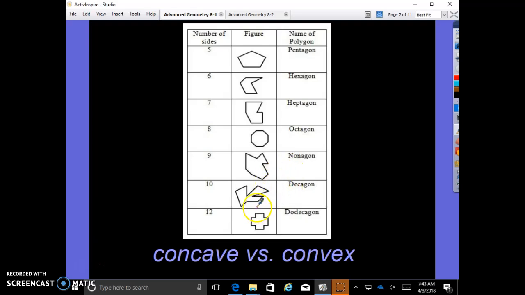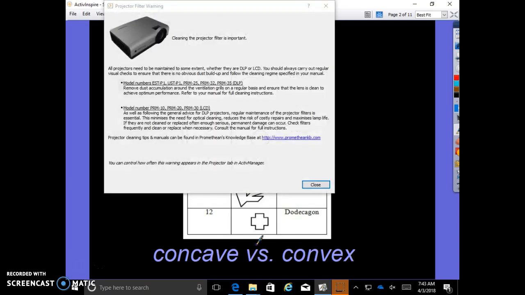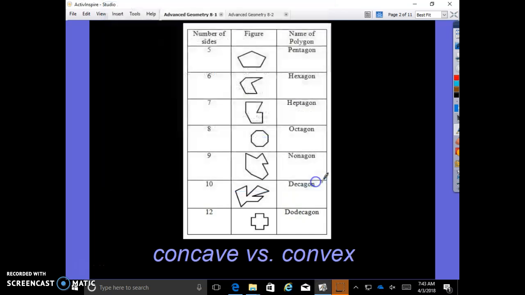11, it doesn't have it up here, but it is a hendecagon. And then 12 is a dodecagon. We don't really care about 11 for some reason. And anything beyond 12, we just do the number dash gon, hyphen gon. So if it's beyond 12, we just say 13-gon, 256-gon, 869-gon, whatever the number is, gon.